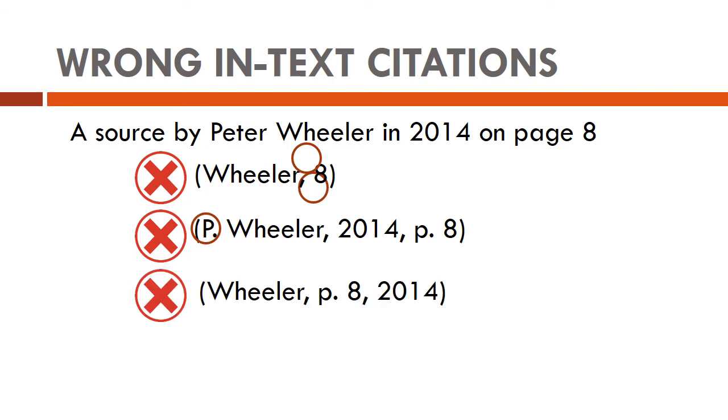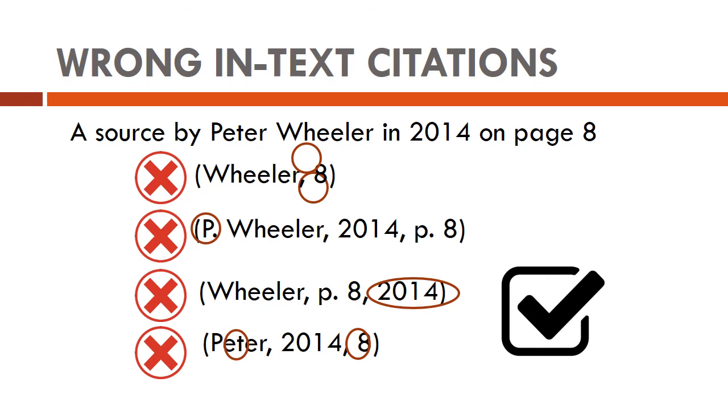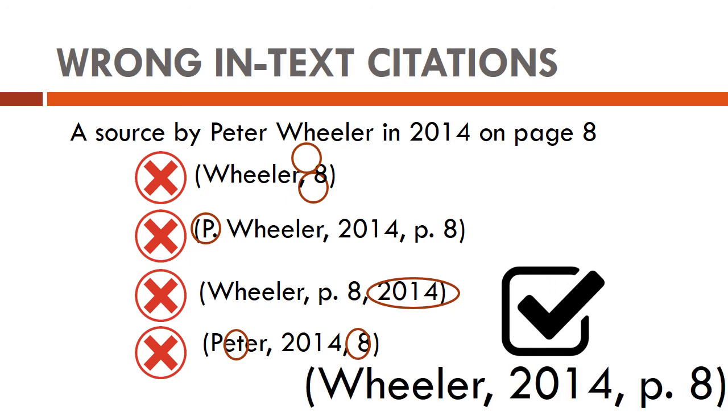If we wrote this, it would also be incorrect because it is in the wrong order. We always put the author's last name and then the year and then the page number. Finally, this is incorrect because we've used the author's first name. Always use the author's last name. We are also missing the P dot in front of the 8. So the only correct way that we could write our in-text citation would be Wheeler, 2014, P dot 8.